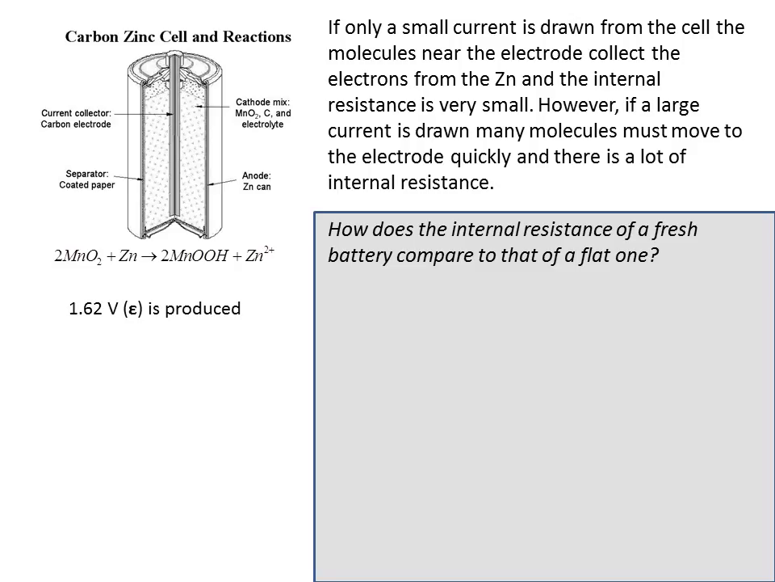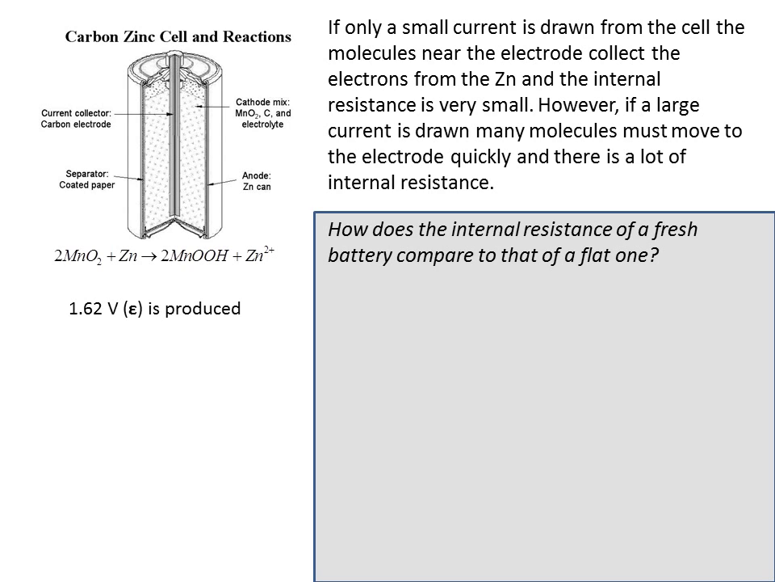However, the definition of one that is flat is that most of these chemicals, the manganese oxide or the zinc, have been used up, and there's a small concentration of manganese oxide. If I tried to draw a current off a flat one, there would be very few manganese oxide molecules adjacent or near the electrode in the middle. And in order to get enough to supply the current, they would have to come from throughout the paste, further away, and so all of that would produce a lot of internal resistance as they move there. So we would expect a flat battery would give us a low voltage.